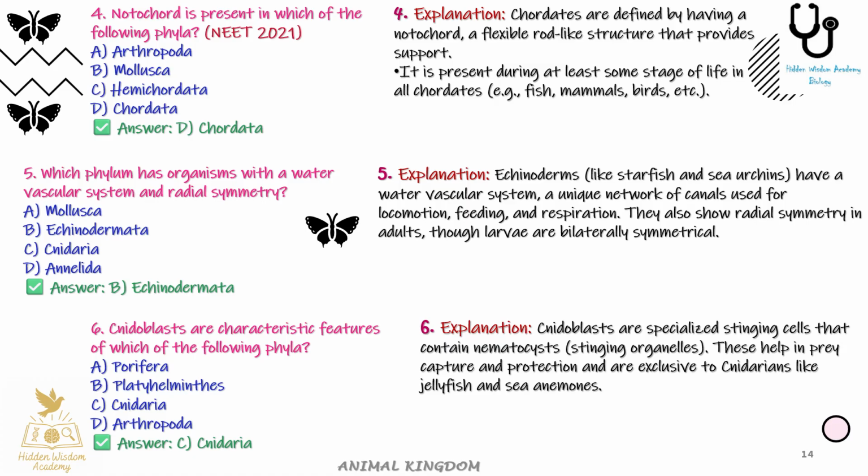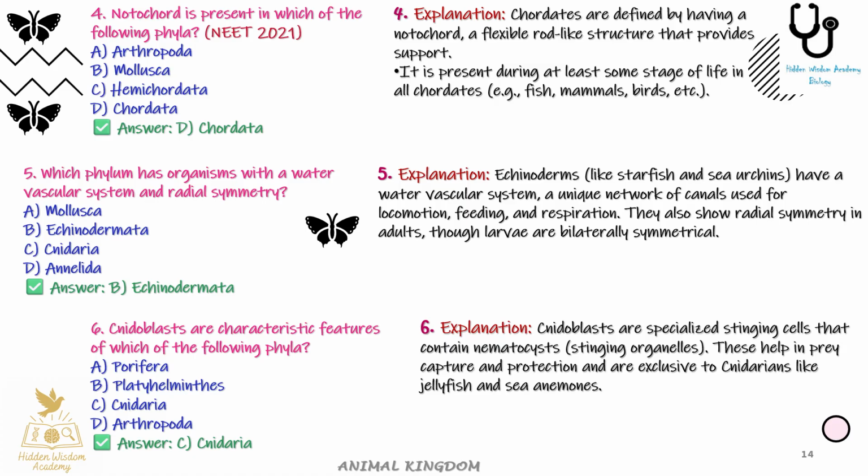Next is question 5. Which phylum has organisms with a water vascular system and radial symmetry? Option A, Mollusca. Option B, Echinodermata. Option C, Cnidaria. Option D, Annelida. Explanation. Echinoderms such as starfish and sea urchins possess a water vascular system, which is a unique network of canals used for locomotion, feeding, and respiration. While adult echinoderms exhibit radial symmetry, their larvae are bilaterally symmetrical. The correct answer is option B, that is phylum Echinodermata have a water vascular system and radial symmetry.